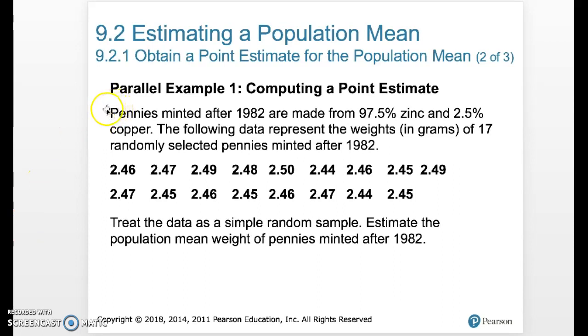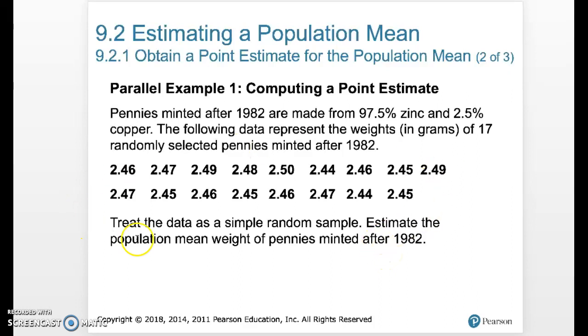So for this one, we're looking at pennies minted after 1982, and they are made from 97.5% zinc and 2.5% copper. The following data represents the weight in grams of 17 randomly selected pennies after 1982. Treat the data as a simple random sample and estimate the population mean weight of pennies after 1982.